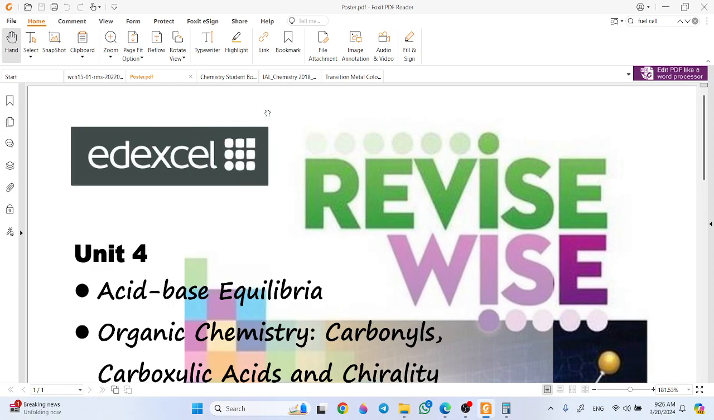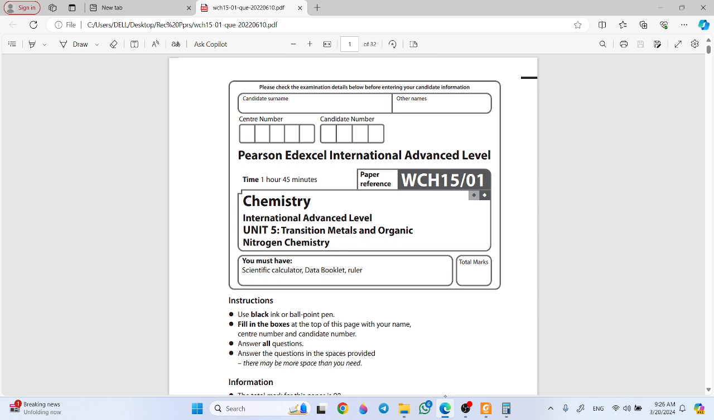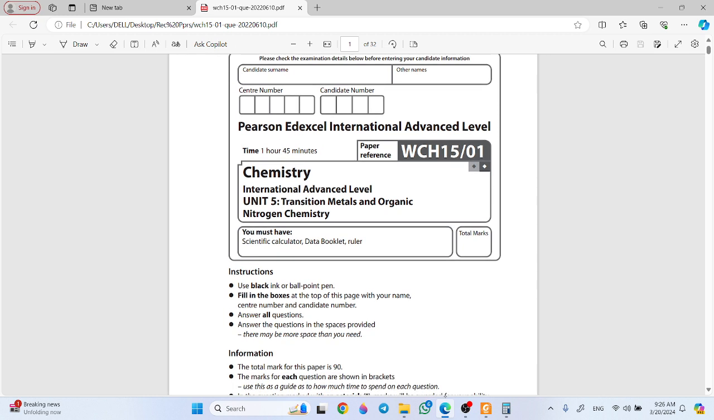Hi everyone. Today we are going to discuss the 2022 May June paper 5 unit 5 paper. First of all, we'll go through MCQ questions.